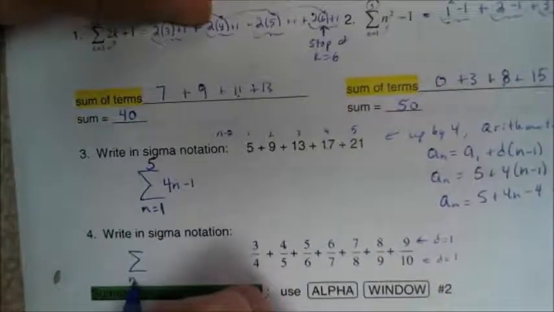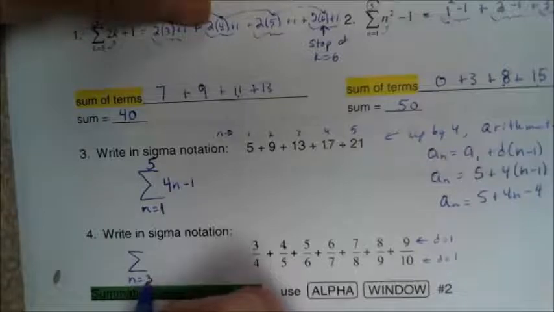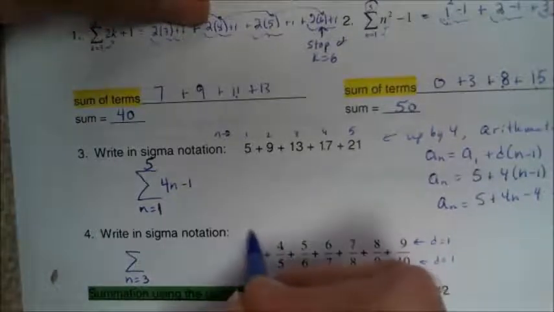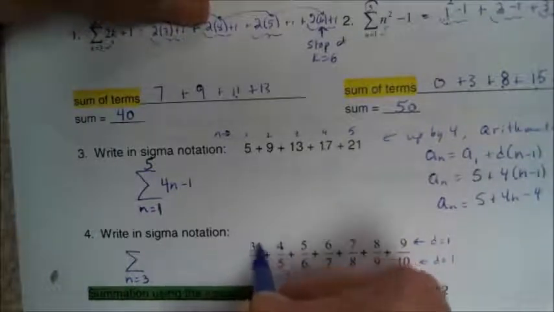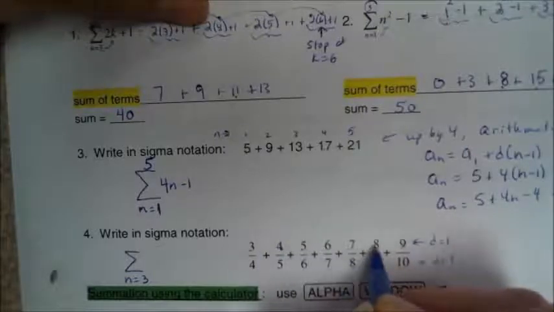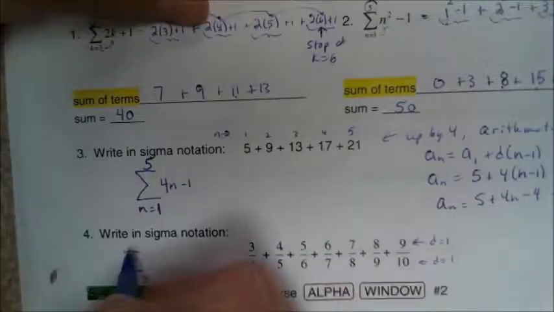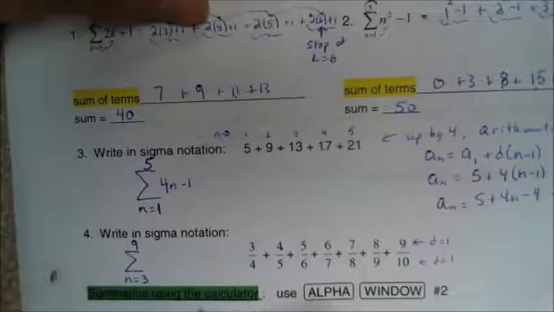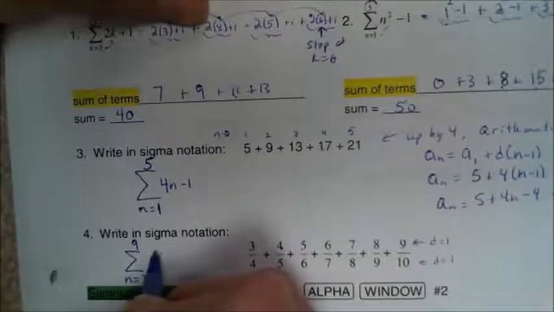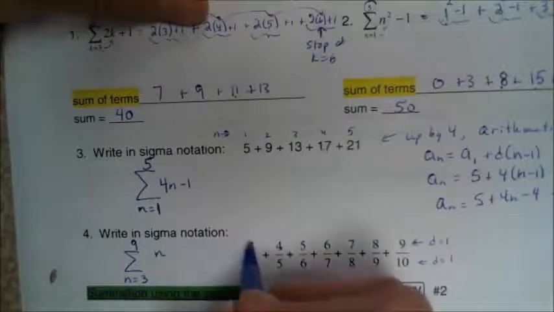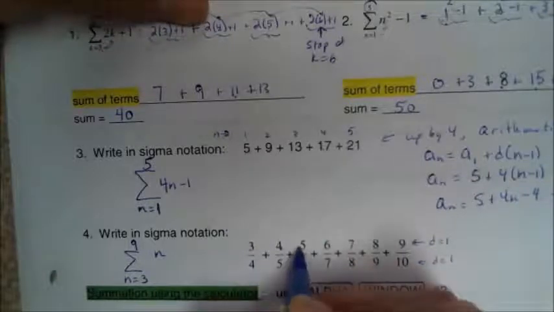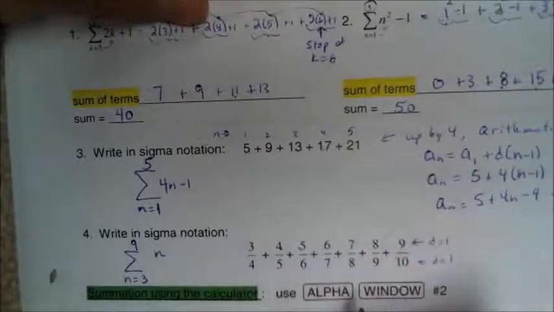So we can say, oh, n is equal to 3. And how many terms do we have? 1, 2, 3, 4, 5, 6. Well, it starts at 3 and it ends at 9. So what we have on the top is just the n values. n equals 3, n equals 4, n equals 5, 6, 7, 8, 9.